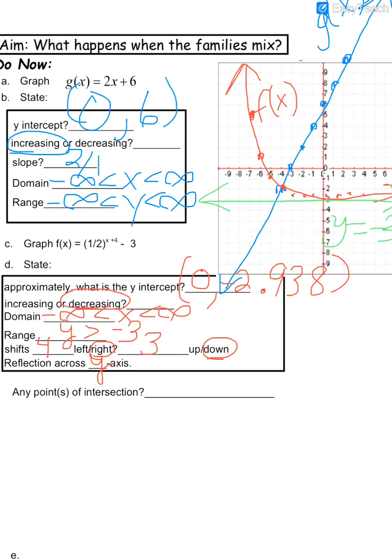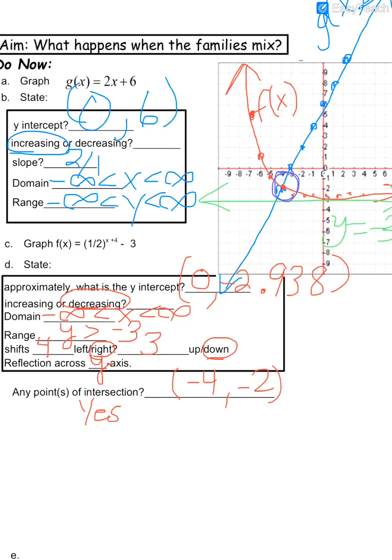Are there any points of intersection? The answer is yes. There's actually 1 point, and that 1 point, you can look on your table, it's actually matching. It's -4, -2. You can see it in your graph. Your graph, it's pretty obvious. It's right here, right? But if you looked on your table and you looked at -4, you can see that they both have exactly the same number of -2. That would be your point of intersection.